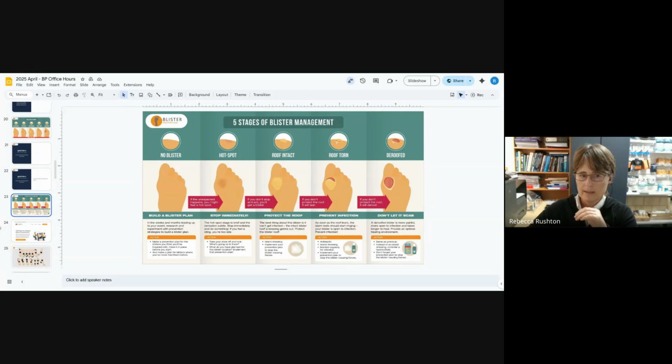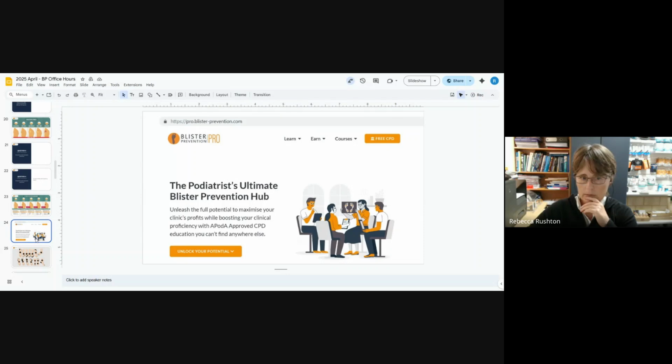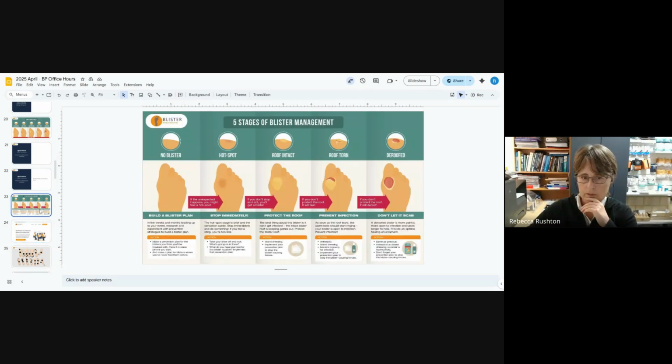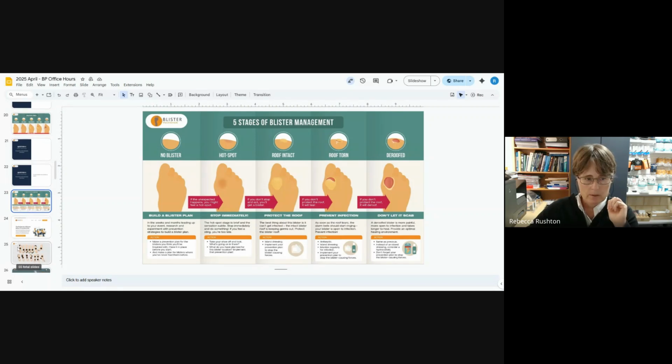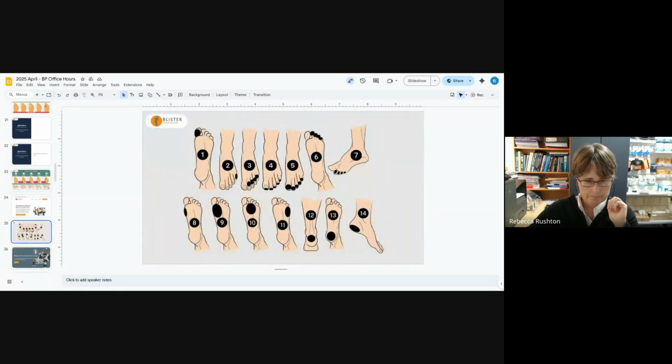This handout is available. If you go over to pro.blisterprevention.com and do our free CPD course, there's a download that you can do, and it gives you this, and you can print this out and give it to your patients. So this essentially goes through everything we've talked about in terms of when an antiseptic is needed, when an island dressing is needed, when you can put a hydrocolloid on, and the fact that prevention is necessary at all 5 stages of the blister process. So that is treatment. And then you asked about prevention education.